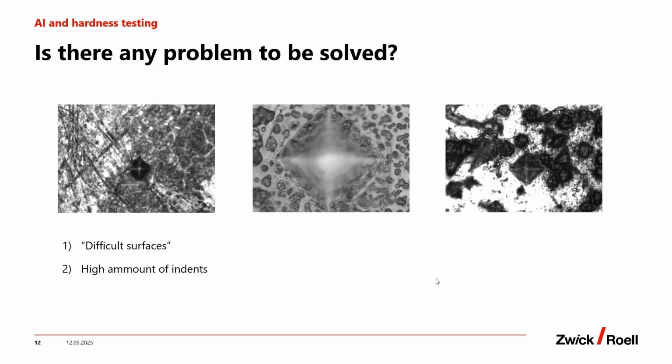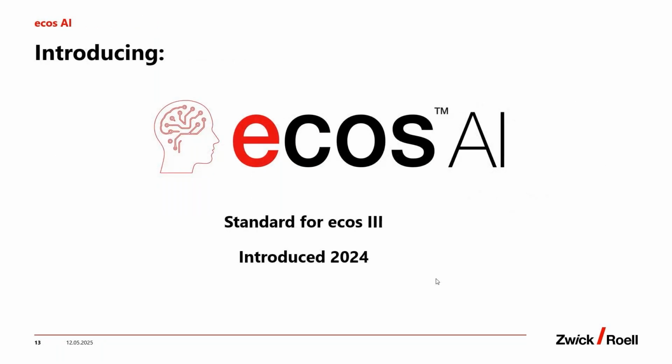Also on weak surfaces, coatings, etched surfaces, powder metal, something like that. And that's where we introduced the AQUS AI, which is standard for AQUS 3 since last year. So AQUS 3 was introduced last summer, and AQUS AI is a standard part of that. It's transparent for the user, so you will not get this information, but it just works better than before.